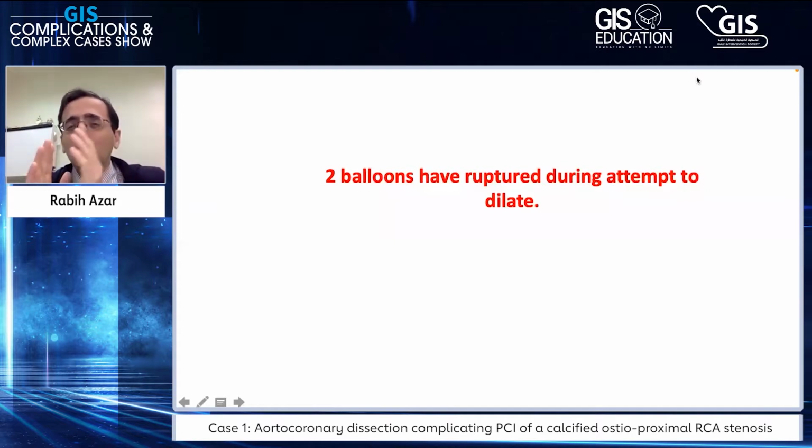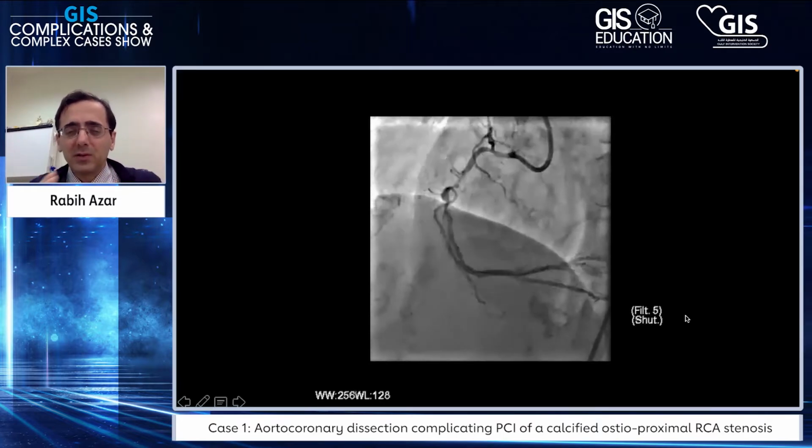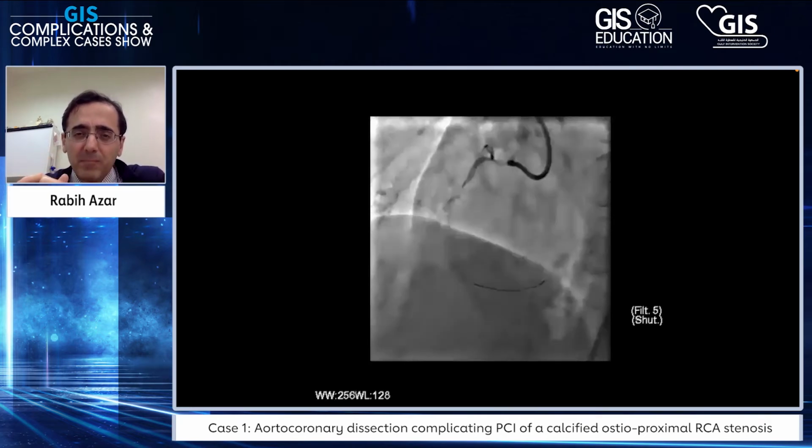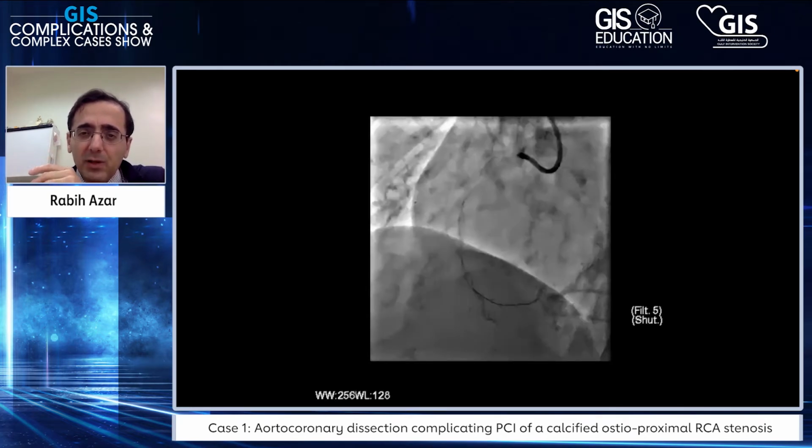And two of those balloons ruptured during my attempt to dilate this mid-segment of the right coronary artery. I had two ruptured balloons, so I had to go 3 times with a 1.25 balloon, and the third time I was able to inflate the balloon and to get some dilatation. And this is what I had after the balloon inflation. We dilated the whole segment.